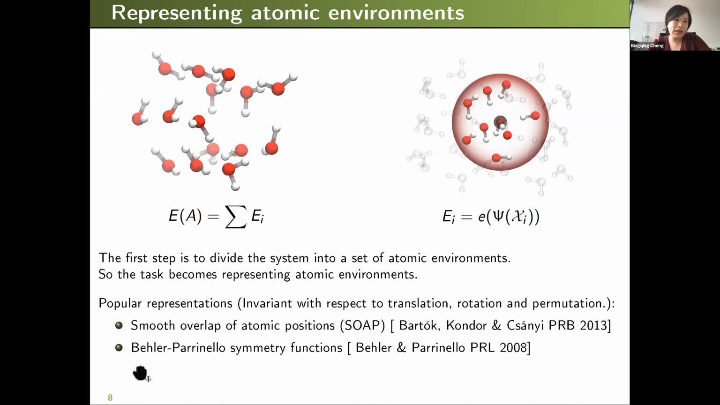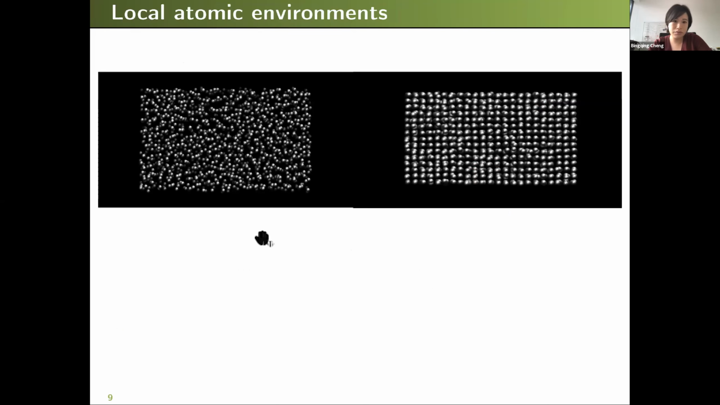There are also many popular representations to choose from, like the SOAP representation and the Taylor-Polynomial symmetry functions, and some other ones are amongst the most popular. Now, why is the notion of atomic environments so crucial, particularly for the construction of machine learning potentials? I would like to invite you to take a look at these two snapshots of an atomistic system. What do you observe from these two snapshots?